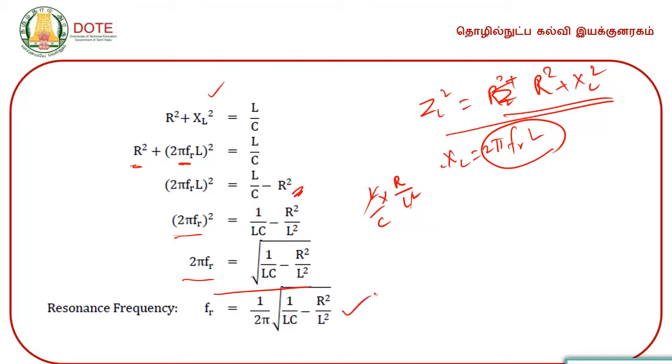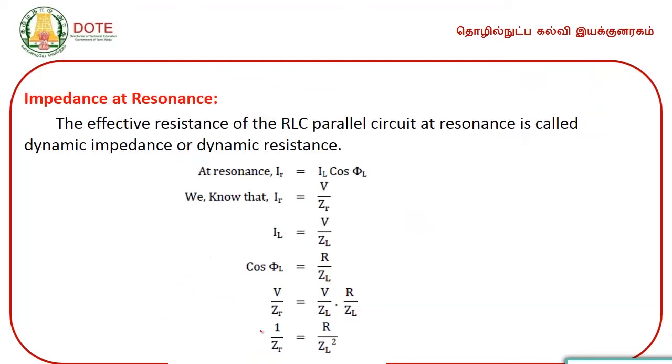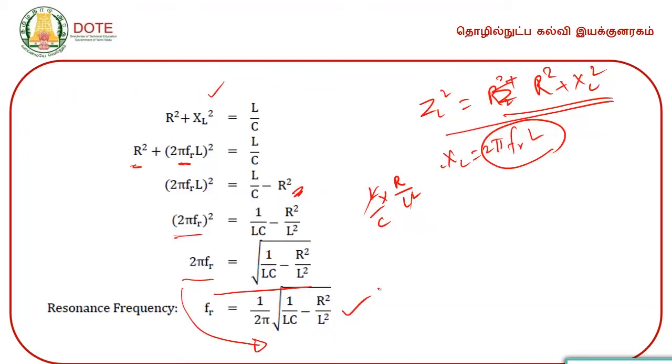So, the resonance frequency value is 1 by 2 pi square root of 1 by LC minus R square by L square, because I am bringing this 2 pi to the right hand side. So, this is the expression for resonance frequency.